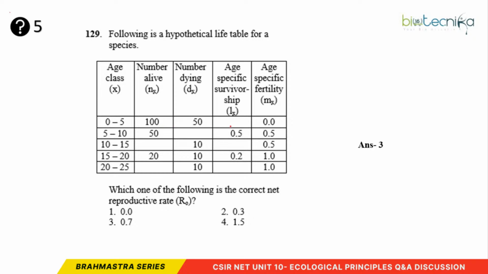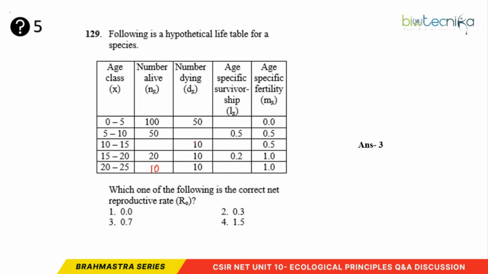So see, you have nx, you have dx, and you have lx, right? So first, let us fill in these blanks. Now, how to fill up these blanks? We have to use the data. We have to do some back calculations. So 20 minus 10. Number alive minus number dying will be the remaining in the next class. So 20 minus 10 is your 10. So here it will be 10.